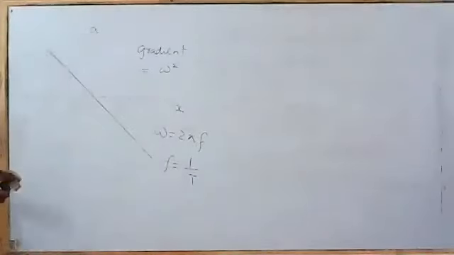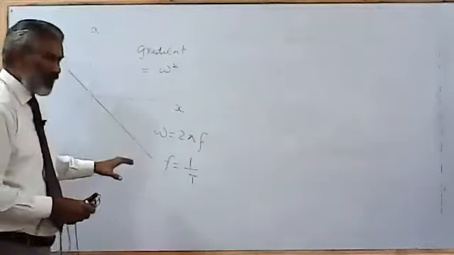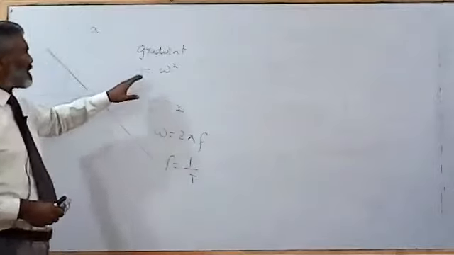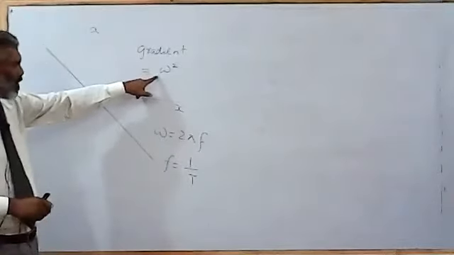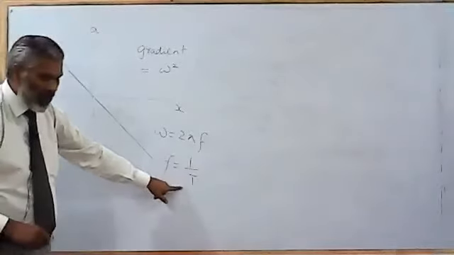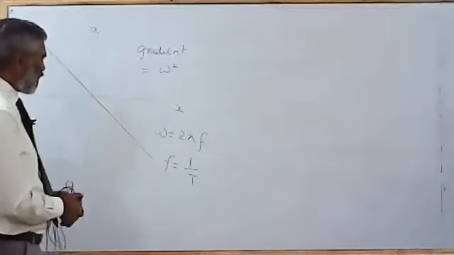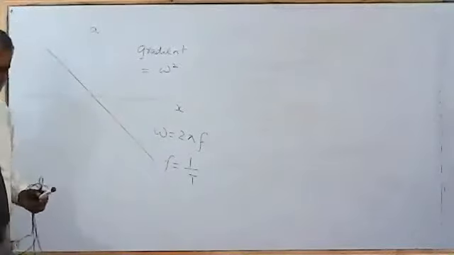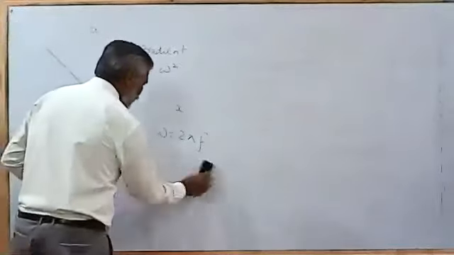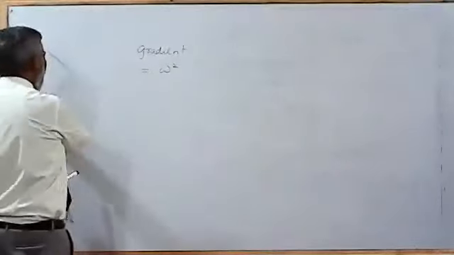So one significance of this graph, which confirms that the object is undergoing simple harmonic motion, is that you know its angular frequency, you know its frequency, and you know its time period. So there are questions. I'll share a question or two with you in the worksheet tomorrow, and then you will understand how you will do it.